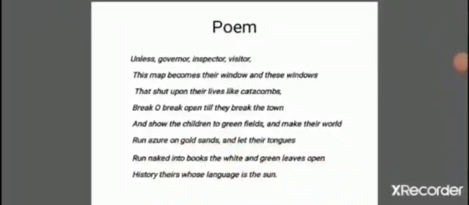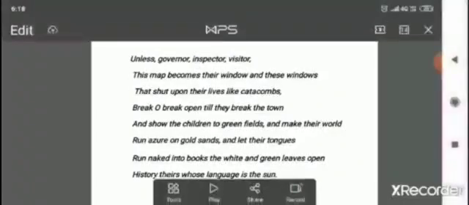The final stanza of the poem. Unless governor, inspector, visitor, this map becomes their window, and these windows shut upon their lives like catacombs. Break, oh break open till they break the town, and show the children green fields, and make their world run azure on gold sands, and let their tongues run naked into books, the white and green leaves. Open history theirs, whose language is the sun.